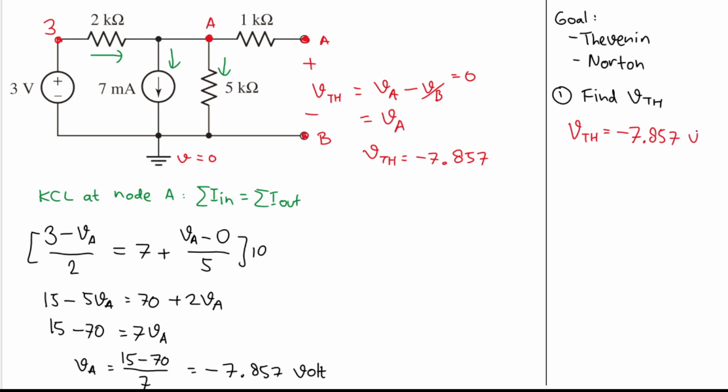The unit here will be in volt. Good. And now let's move on to the second step, which is to find out the Thevenin resistance, RTH. But the Thevenin resistance is also the Norton resistance, right? So RTH and RN are the same. Okay, how to do that?